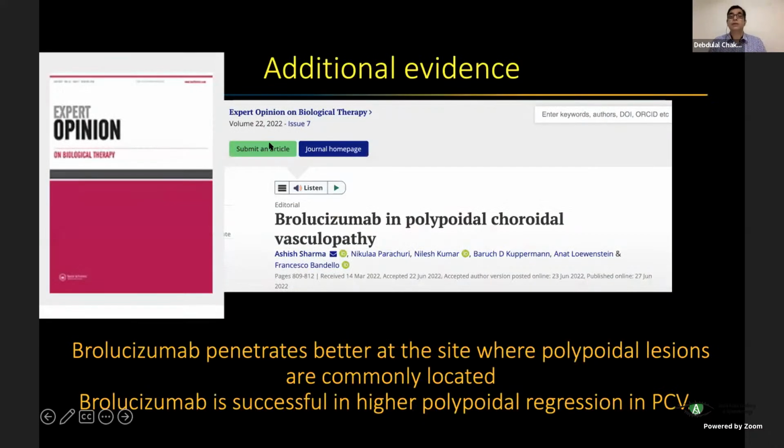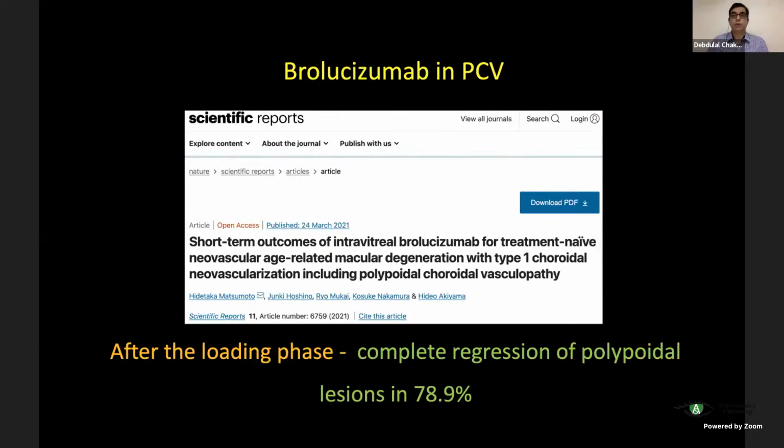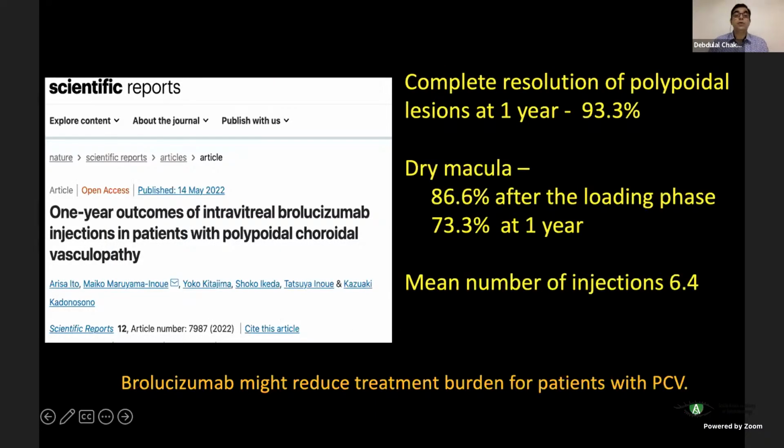We have additional evidence, and who better to quote today than my dear friend Dr. Ashish, who has told us why in PCV you have better results with brolucizumab, because, as we know, it is a drug that can reach the polypoidal lesions. If you look at the Japanese studies, they have noted significant reduction in the polypoidal lesions. Other studies from the Japanese groups have gone on to say that there can be complete resolution. Up to 93% of the patients can have polyp reduction.